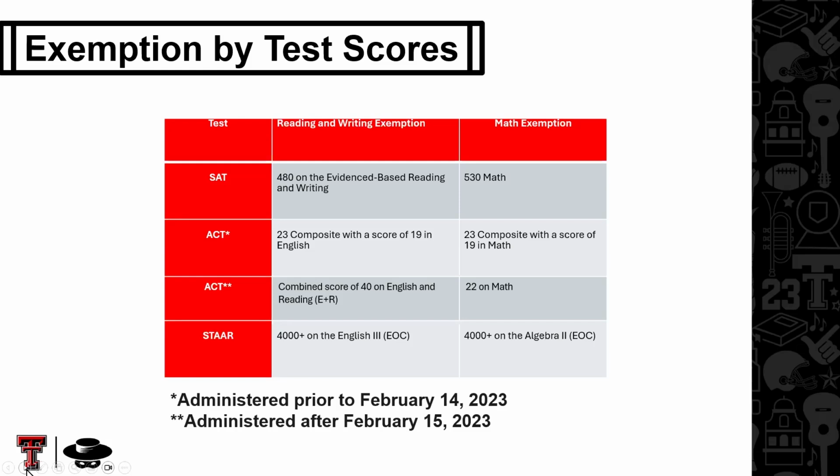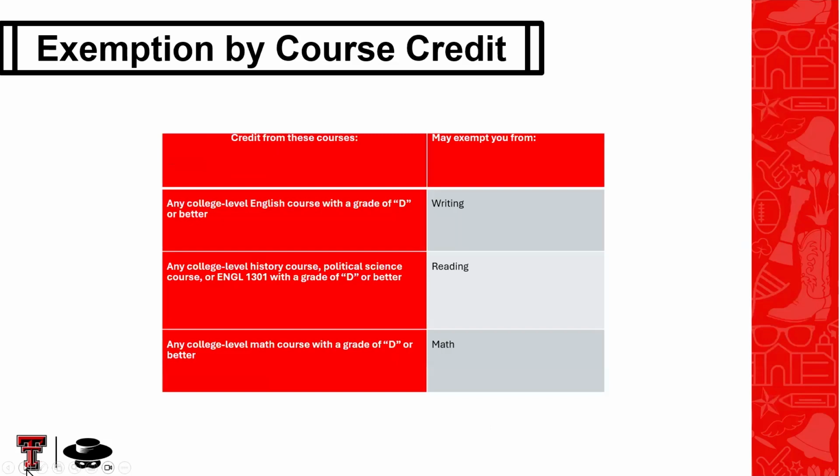So English and reading have to add up to a 40, and then it's a 22 on math. So again, just make sure you're checking those dates on when the student took the ACT and see which requirements they would meet. STAR, it's English 3, 4,000, and then Algebra 2, 4,000 for STAR. And then I'll go into exemptions by credit.